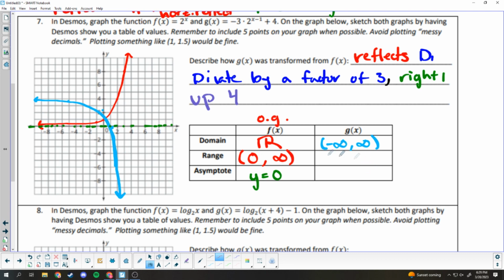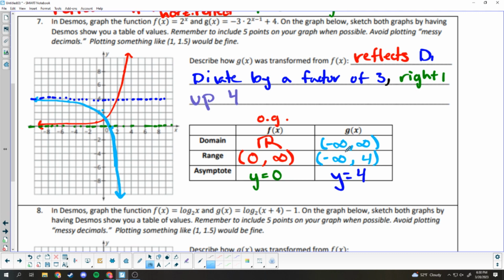What's going to change, though, is because I reflected it and I shifted it up, I now have a new horizontal asymptote, right? The place where my line gets really, really close to but never quite reaches is now shifted up 4. So based on my transformation up 4, my new asymptote is at y equals 4. And in this case, that's actually my highest point, right? That's the highest point I can get to. I can get to everything below it, which means my range would not be 0 to infinity, but in fact, negative infinity all the way up to 4.